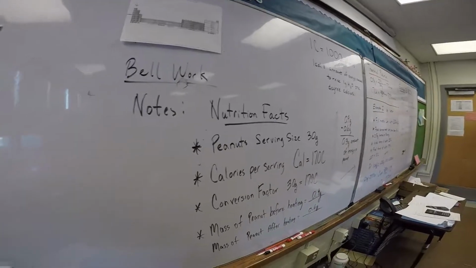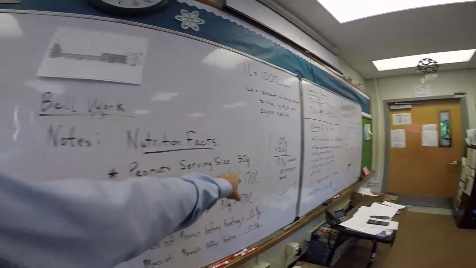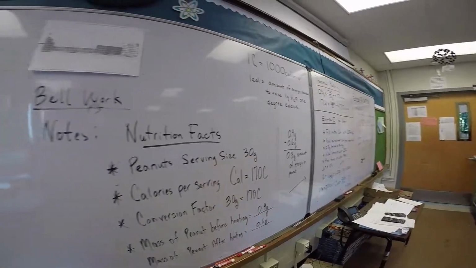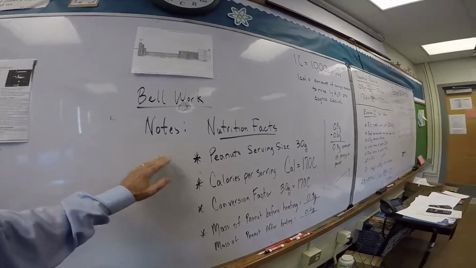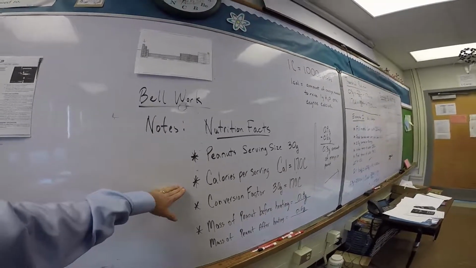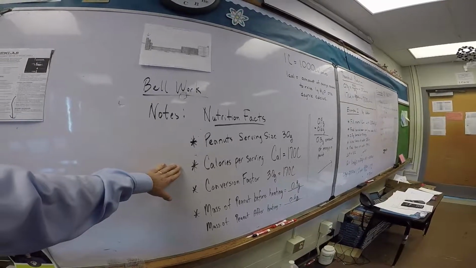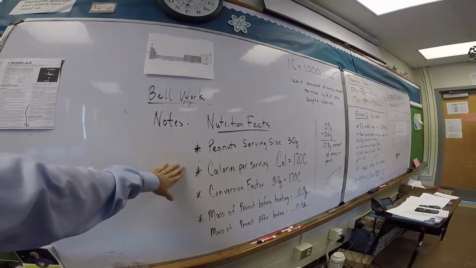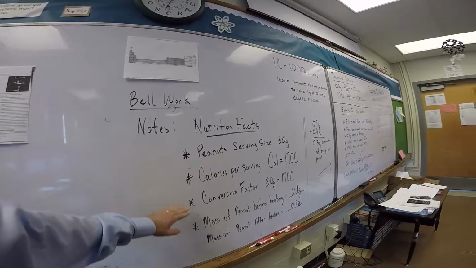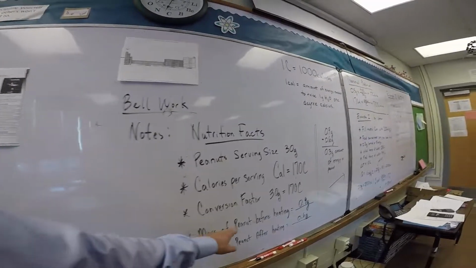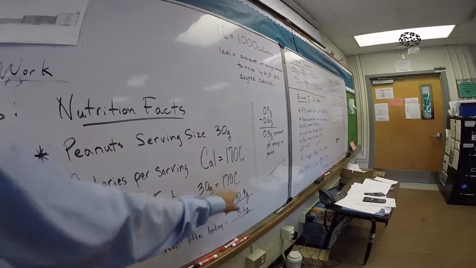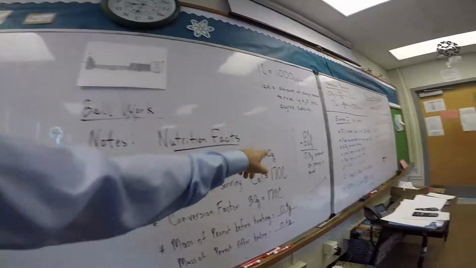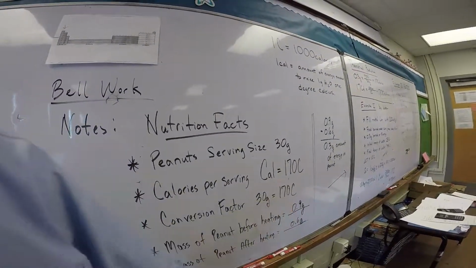So for the nutrition facts label for peanuts, you need to write down the serving size. That's important from your nutrition facts label. You need to know what a serving size is, and you need to know the calories per serving size. For the peanuts, it's 170. Now that's a conversion factor. The serving size equivalent to the calories is a conversion factor. So 30 grams is going to give you 170 calories.